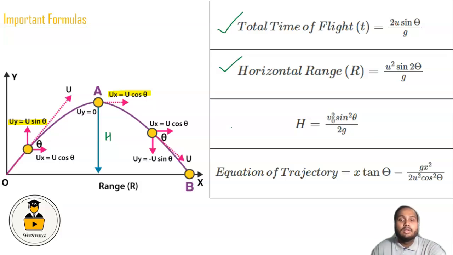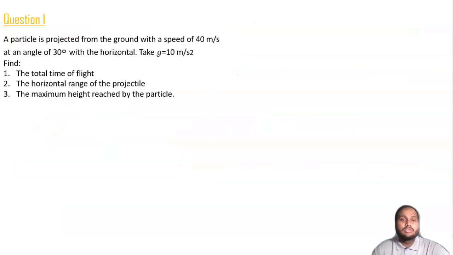Then we have the equation of trajectory. The equation of trajectory is y equals x tan theta minus g x square upon 2u square cos square theta. This equation gives the path of this parabola, that is, the motion of the projectile. Now let us solve a question for better understanding.